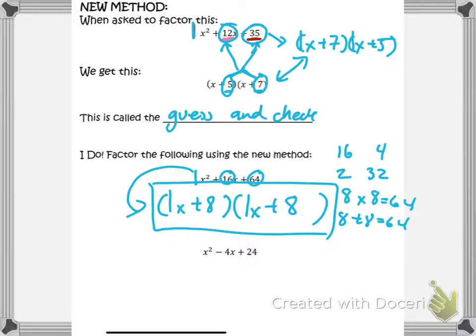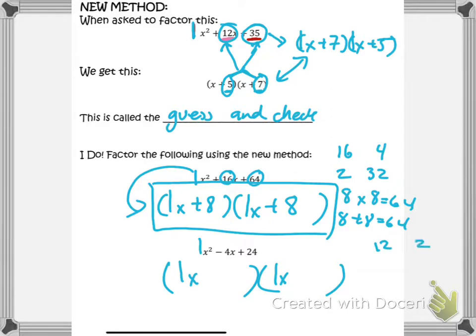Alright, and on the last second I do, let's try this. So here it's 1x squared minus 4x plus 24. Let's do this. Because this is a is equal to 1, this will have 1x and 1x. Now, two numbers that multiply to 24, but add to give you negative 4. Let's see if we can make any combination.